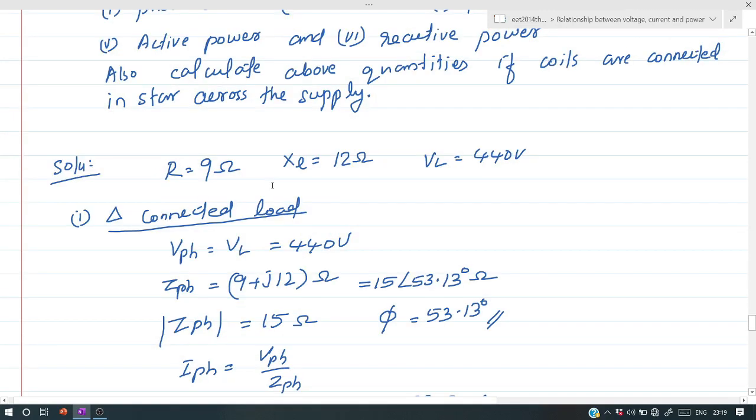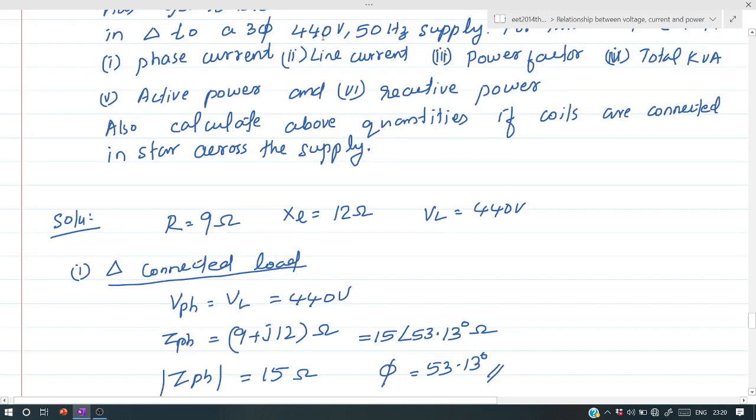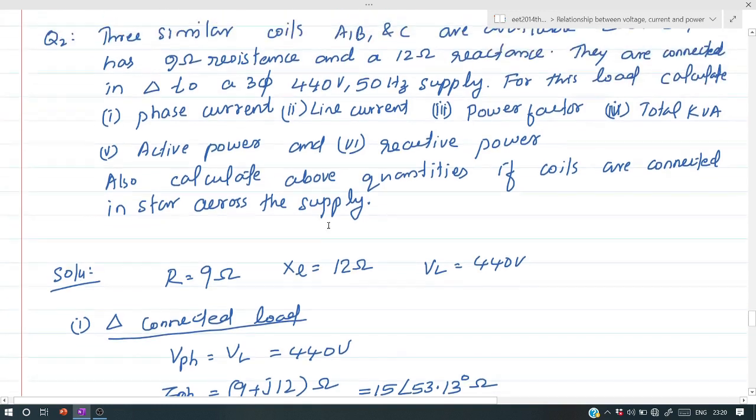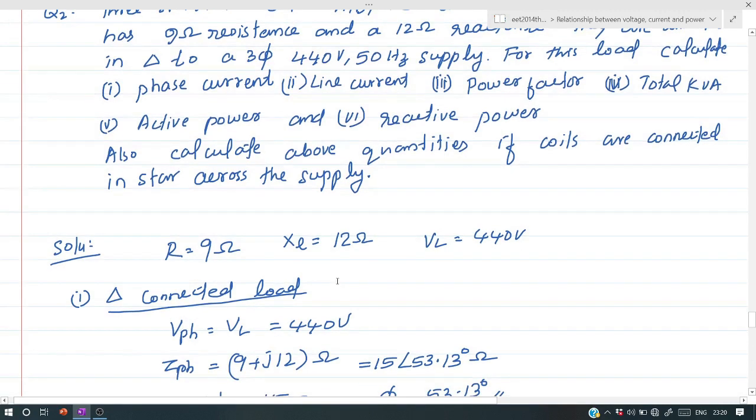Under the delta-connected load situation, line voltage is equal to phase voltage. Here line voltage is given as 440 volt. So V phase is equal to V line is equal to 440 volt. And impedance is R plus jX, that is 9 plus j12. When we convert this into polar form, impedance per phase becomes 15 angle 53.13 degree ohm.